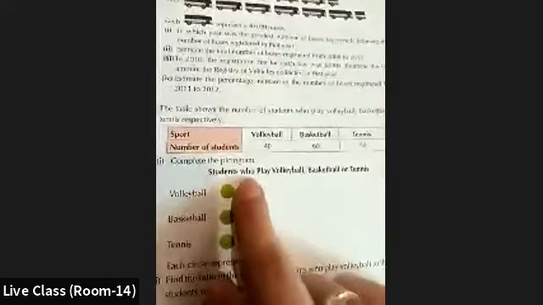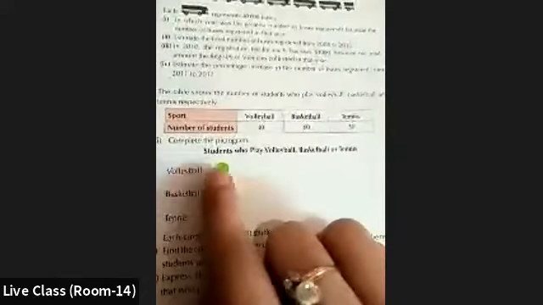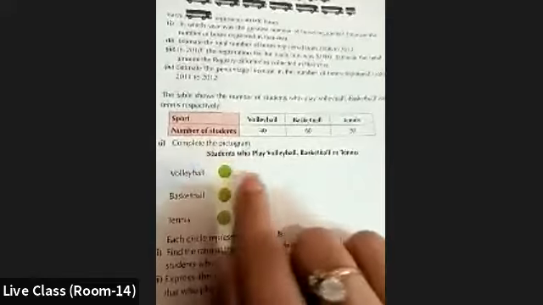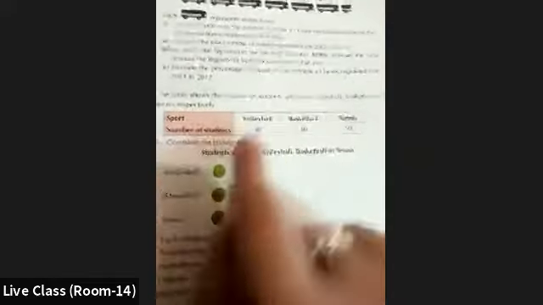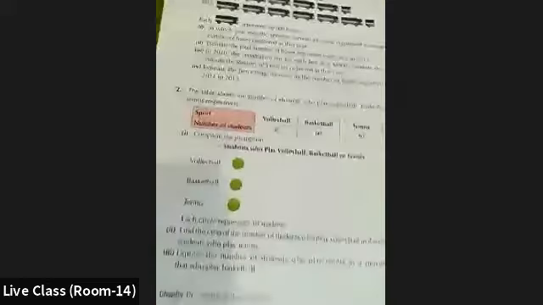Students who play volleyball, basketball, and tennis: each circle represents 10 students. That means if this circle is 10 students, you have to make 3 more to make it 40 students like this. Wait, I will show you. Like this, everyone.